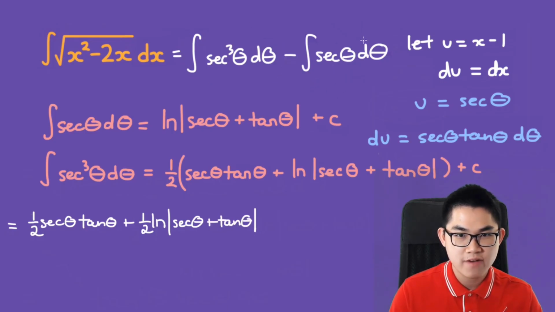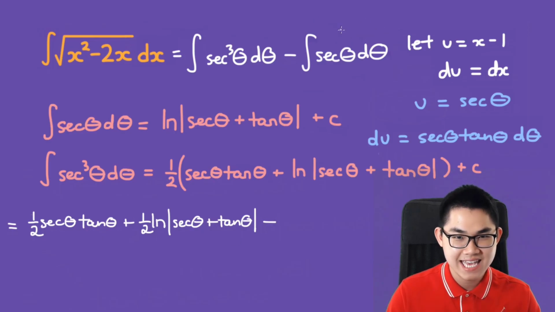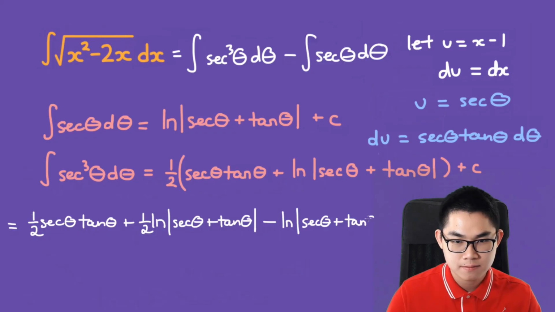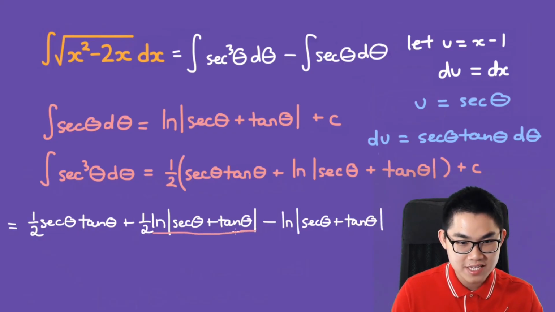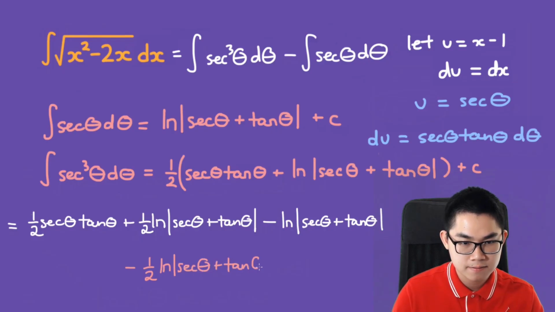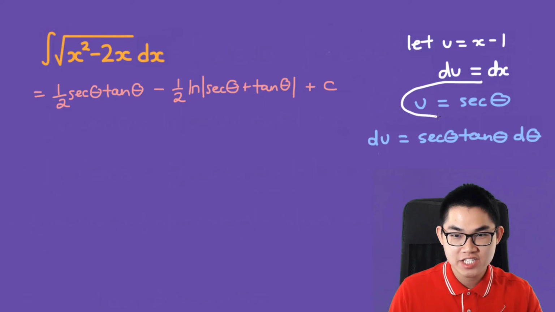We finished this part. Now we have to minus this part. So minus the antiderivative of secant is the ln of the absolute value of secant plus tan. Now as you can see, both of these are the same. They are the same term. So we can simplify this. We have 1 over 2 of this minus this part, which gives us negative 1 over 2 of ln of secant plus tan. And then don't forget our initial part, which is 1 over 2 times secant times tan. And then plus c.